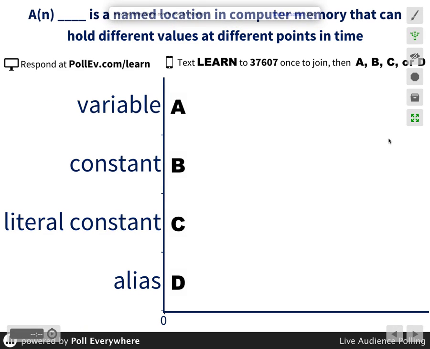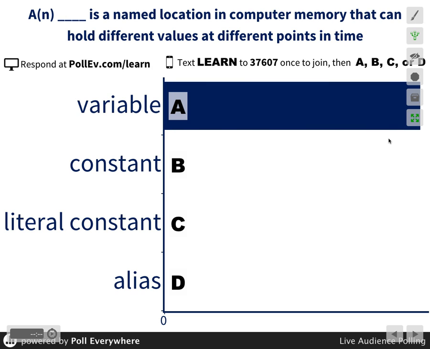All right, so again, if you remember the survey, the way it works is you can use your phone and text learn to 37607 and then pick A, B, C, or D, or you can go to pollev.com/learn and then press A, B, C, or D. And the question is, a blank is a named location in computer memory that can hold different values at different points in time.